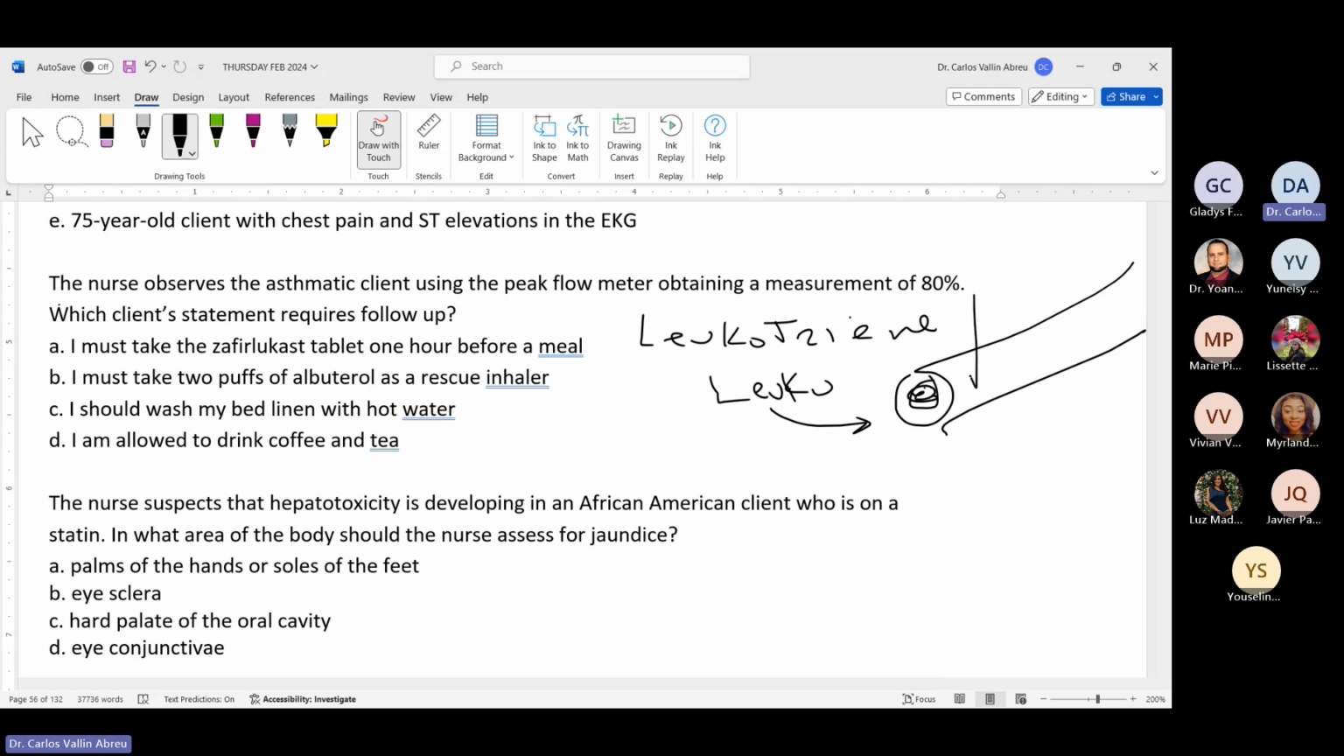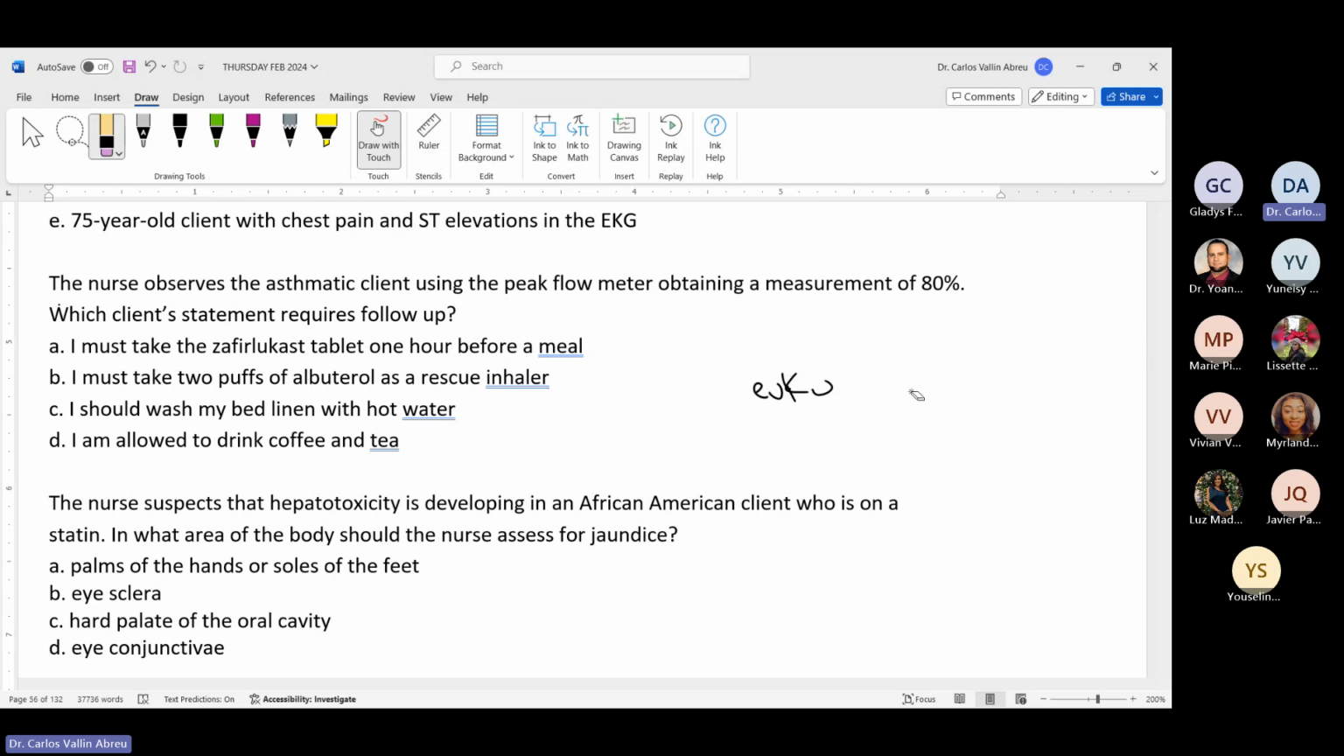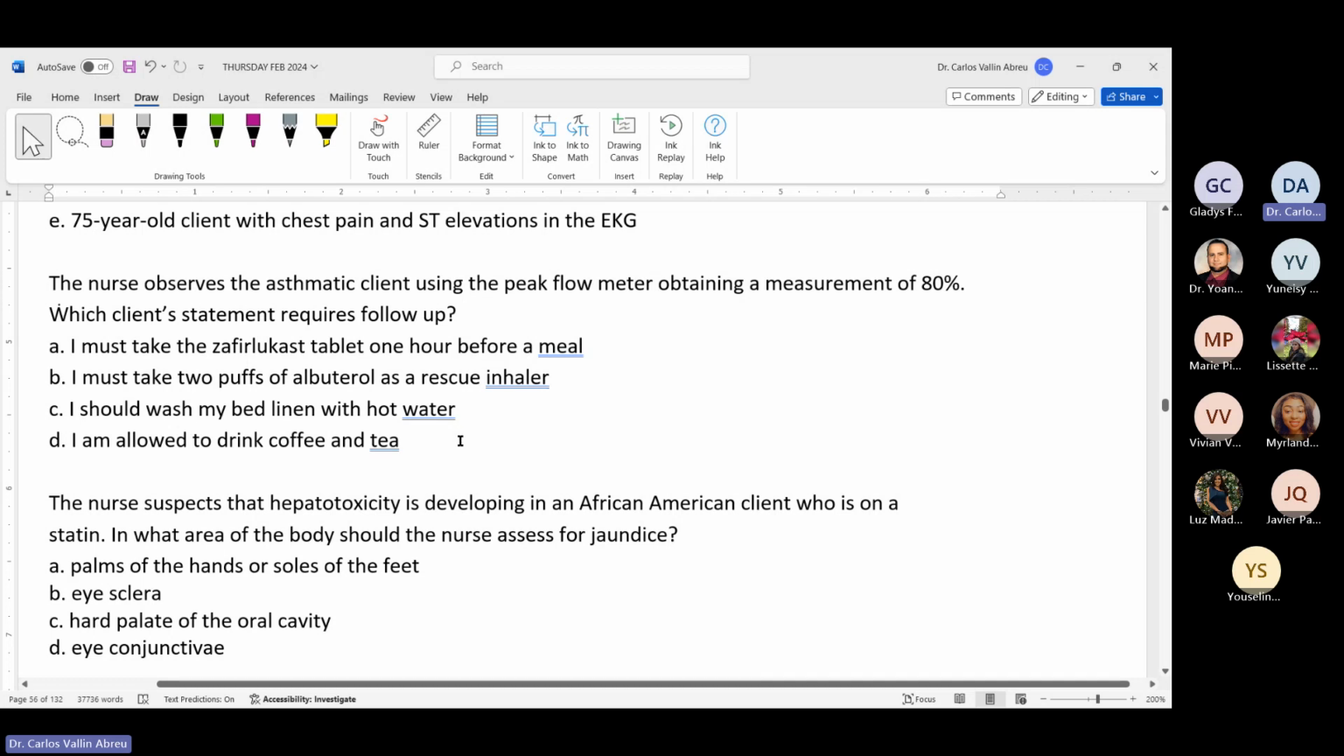So we use anti-inflammatory medications like glucocorticoids, inhaled glucocorticoids, and leukotriene inhibitors to decrease the inflammation of the lining of the mucosa of the bronchi. This is a treatment that is around the clock, is taken every day in asthmatic clients to prevent the asthma attack, the inflammation and the bronchoconstriction.